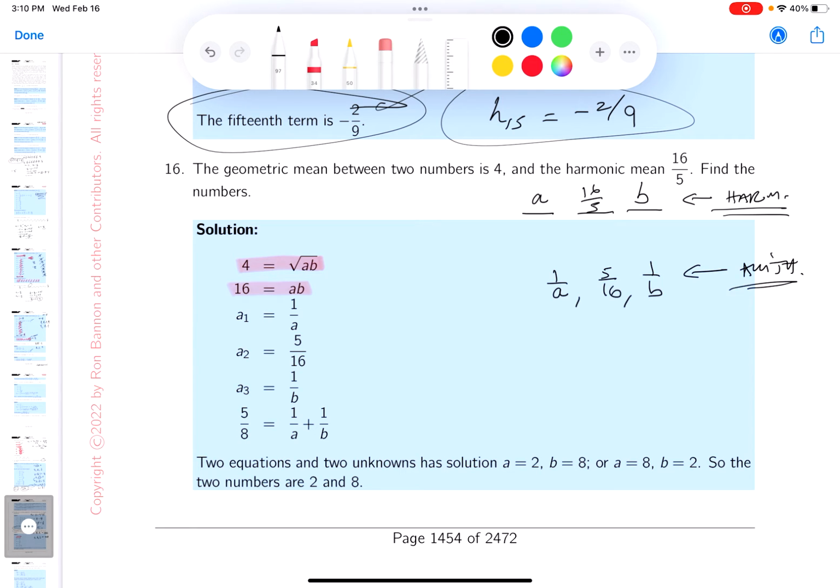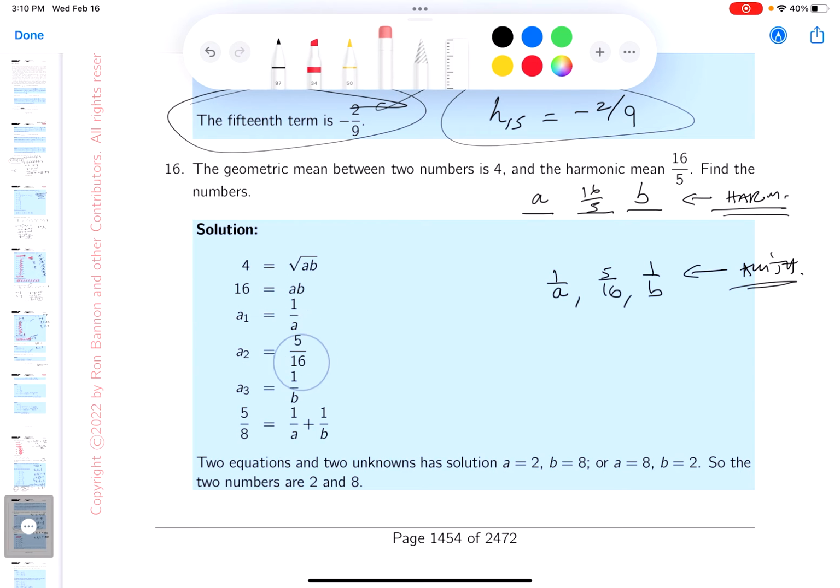Now, someone says, why are you going back to arithmetic when they're talking about harmonic? It makes it easier for me. All right? So what do I know? I know A1 is 1 over A. I know A2 is 5/16. And I know A3 is 1 over B. So I'm going to say, this is making sense to me.